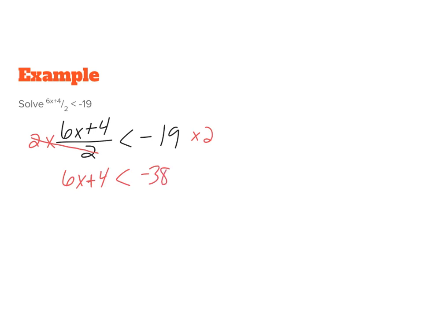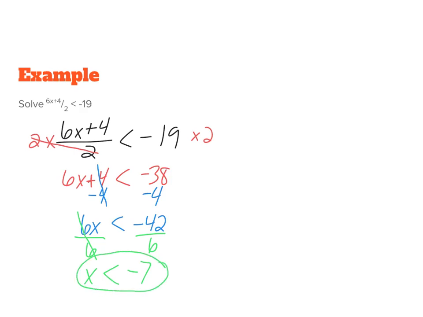Now I can go back to the way we were doing it, so now I subtract 4 from both sides to get rid of that plus 4. The 4's cancel out, leaving just 6x on the left is less than negative 38 minus 4, which is negative 42. Finally, to get rid of the 6, since it's being multiplied by x, I need to divide by 6 on both sides. On the left side, the 6's cancel, leaving just x. I divided by a positive number again, so my inequality will stay less than. Negative 42 divided by 6 gives me negative 7. So my final answer is x is less than negative 7.